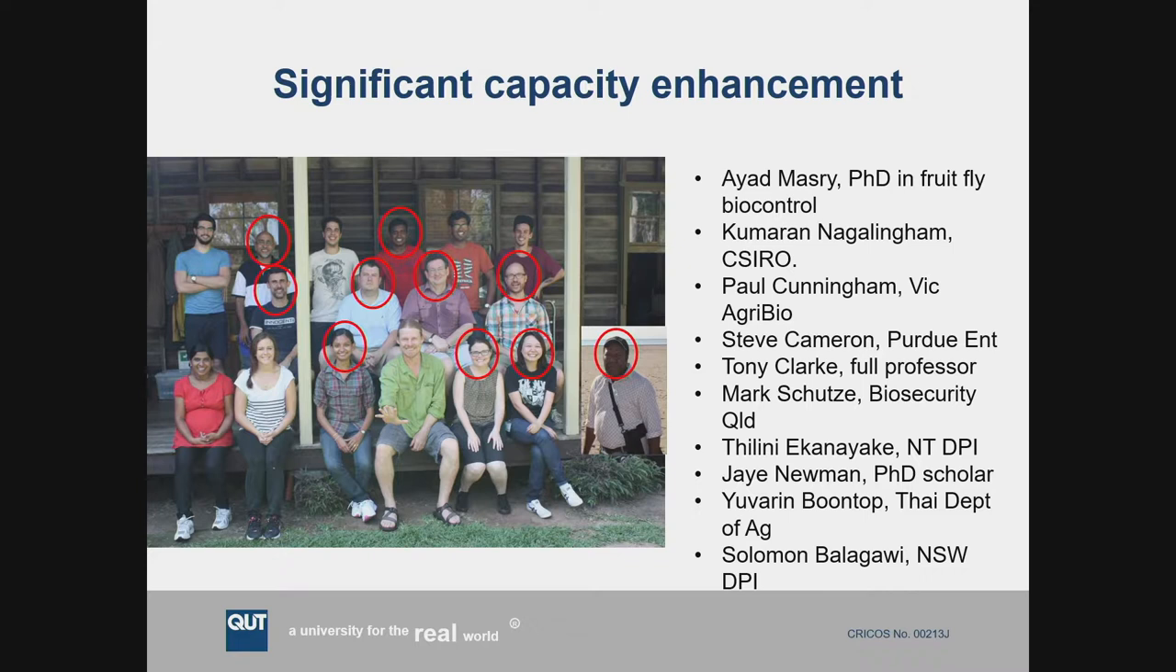So Paul, who speaks after me, has moved to a research leadership position at Agriculture Victoria. Mark Schutze, who was initially a postdoc on the Dorsalis project, is now with Biosecurity Queensland. Solomon Balagawi, who was one of the first CRC-funded postdocs in my lab, has an established position with New South Wales DPI. And even most recently, Talini Ekinyaki, a PhD graduate of the lab, has taken up a position as an entomologist with the Northern Territory DPI. Steve Cameron, who I didn't know before a CRC project, at that stage was working for CSIRO, was headhunted, and he is now the head of the Department of Entomology at Purdue.